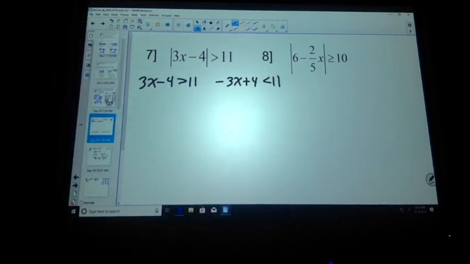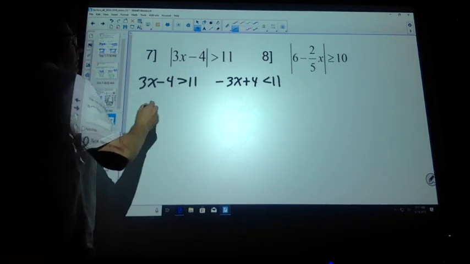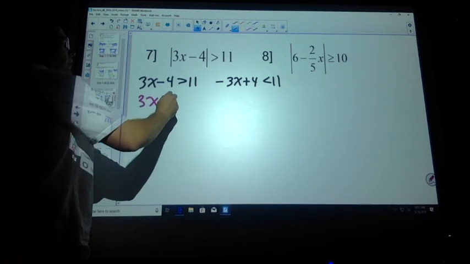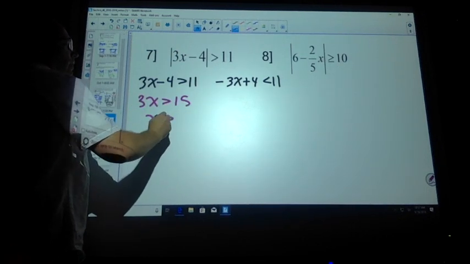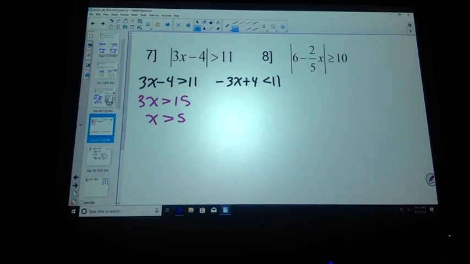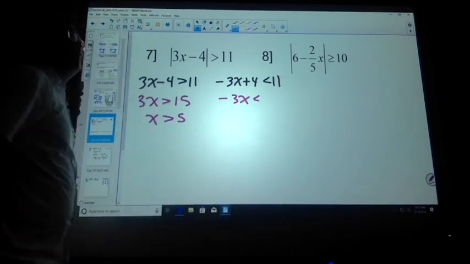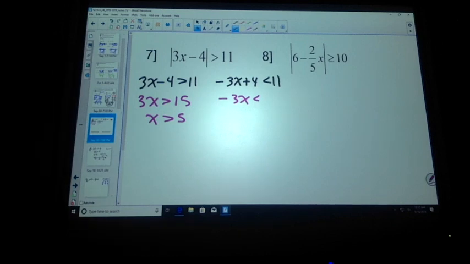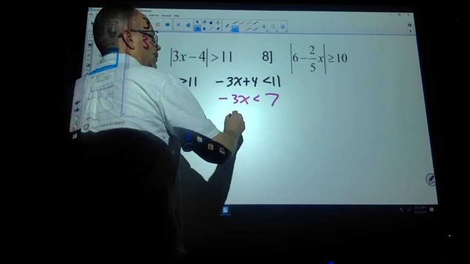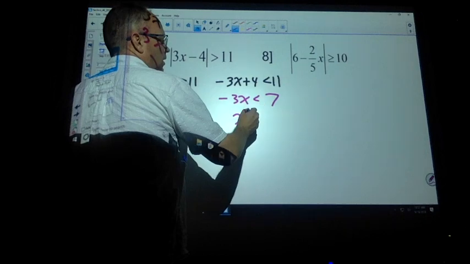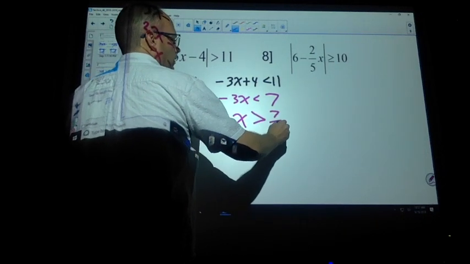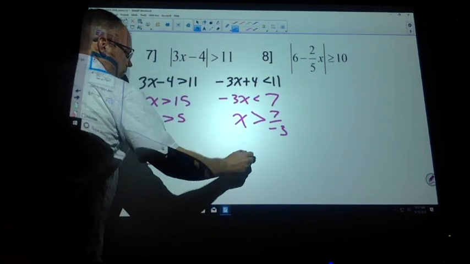No. I'm still going slow, right? Yes. Super slow? All right, adding 4 to both sides here, so I get 15, so x is greater than 5. Yay? Yep. Subtracting 4 here. If I subtract 4, 11 minus 4 is 7. So x is greater than that. -5.